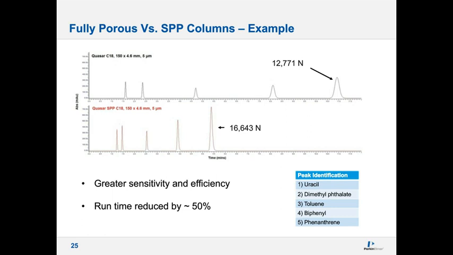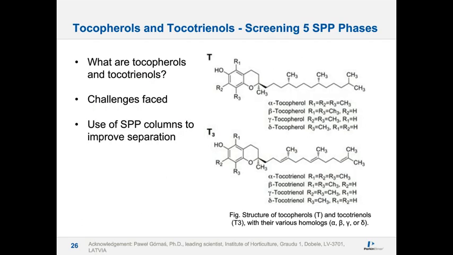The first example for column screening using SPP columns is the analysis of Tocopherols and Tocotrienols. This data was produced by one of our collaborators, Pavel Gornas, a leading scientist at the Institute of Horticulture in Latvia. Tocopherols and Tocotrienols are groups of compounds which are part of the vitamin E family. They are powerful antioxidants and are shown today to potentially protect from cognitive decline.